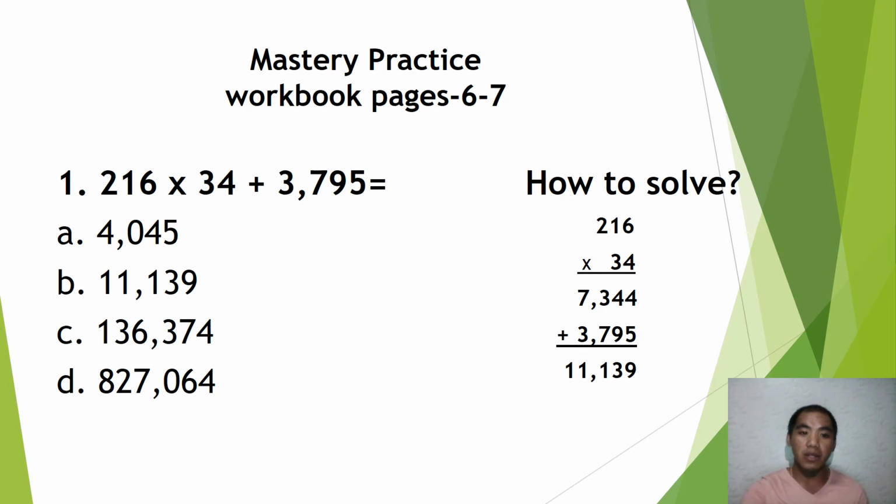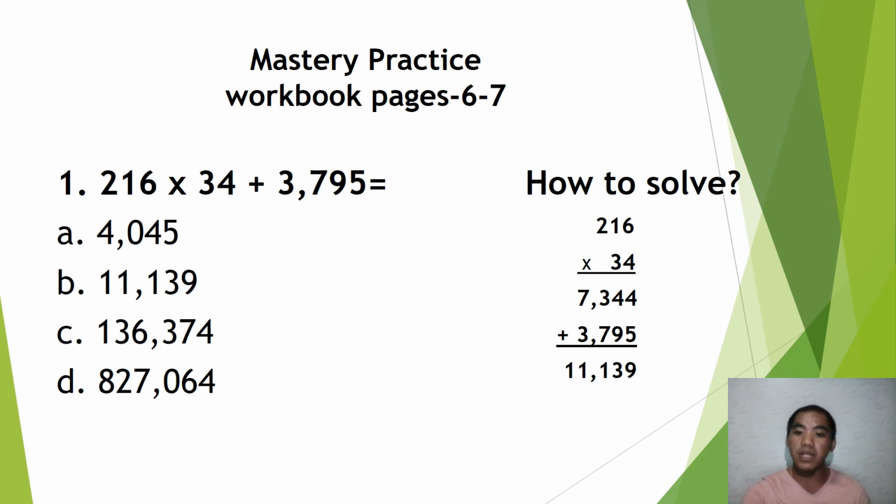Letter A, 4,045. Letter B, 11,139. Letter C, 136,374. While letter D, 827,064. So how are we going to solve for the problem? Applying the rule in solving combined operations, we need to do first the multiplication before addition. So first, multiply 216 times 34.